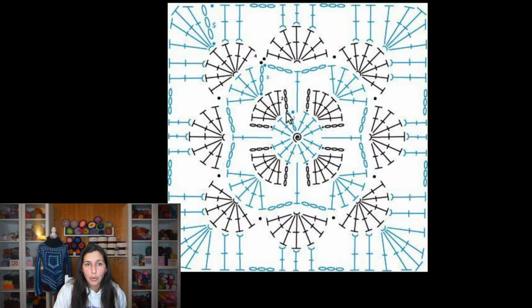We're not sure what's going on here. Where does the row begin? Where does it end? How do we go from one cluster to the next? You gotta look out for the slip stitch. There's a slip stitch here and a slip stitch there. So you slip stitch from one stitch to the next to begin the next cluster.